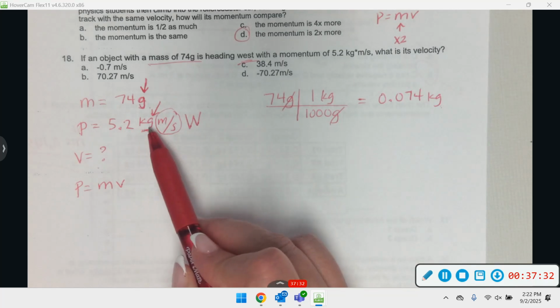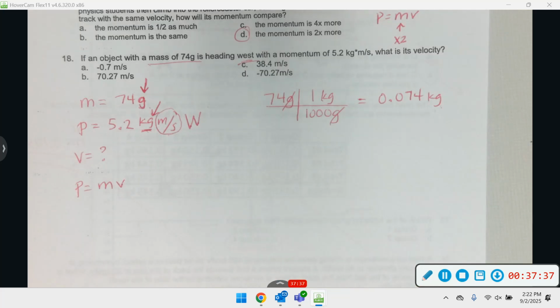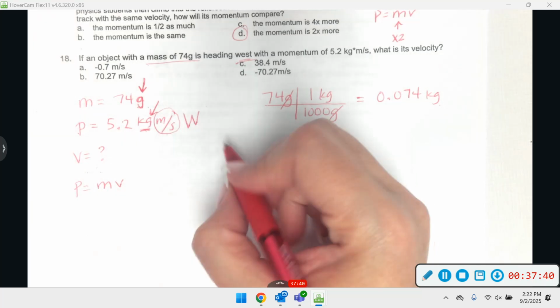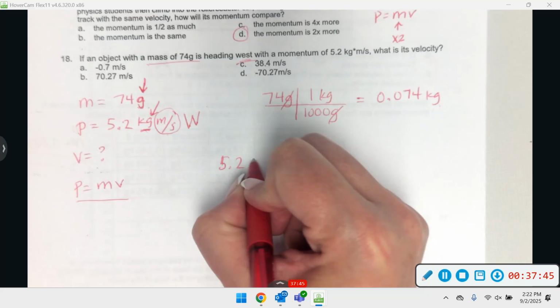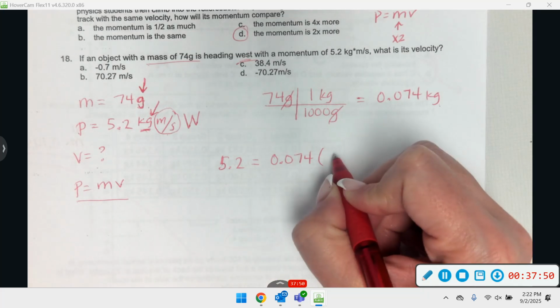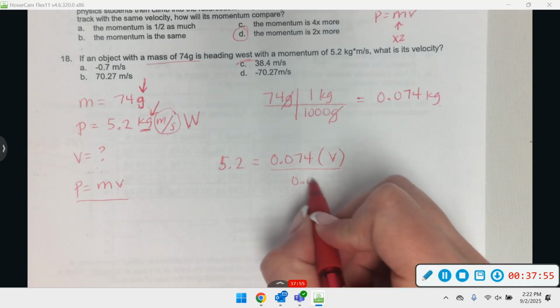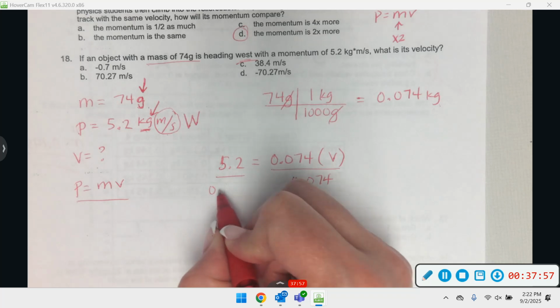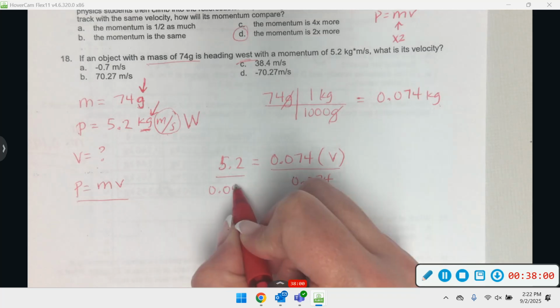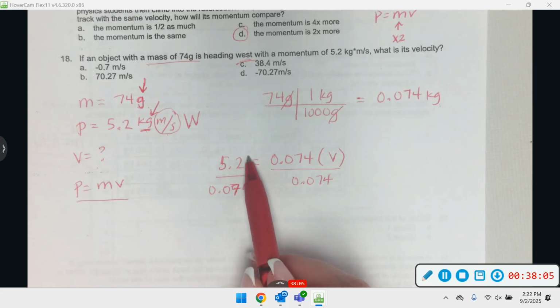And this is our momentum in kilograms times meters per second. So now I have kilograms and kilograms. That's good. They'll cancel. Let's go back to the equation and plug it in. So the equation is down here. 5.2 equals my mass, 0.074, times my velocity v. When I divide both sides by 0.074, which is what you have to do in order to get that variable by itself, this is the point where your units would cancel, because this is kilogram meters per second divided by kilograms. So those kilograms cancel out.